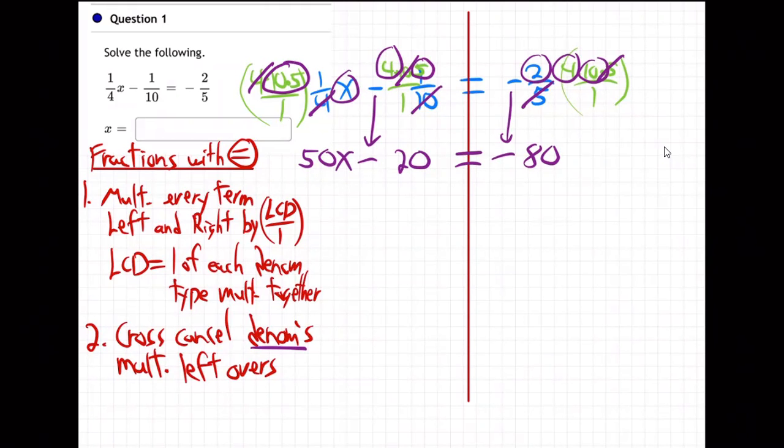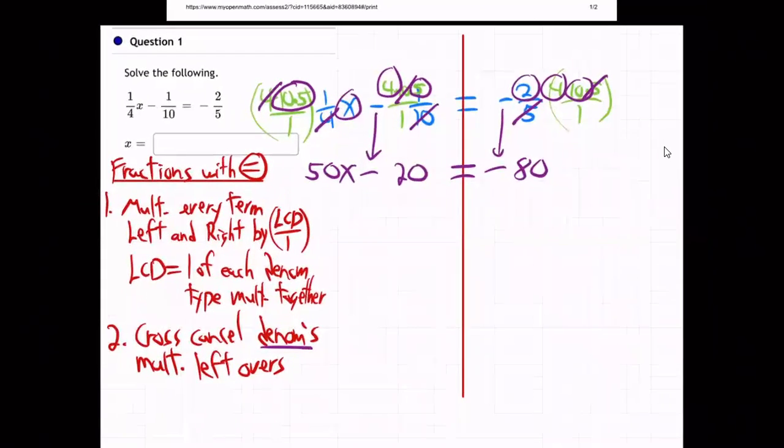Okay, so let me pause there. After this, it's a piece of cake, right? You've done a million of these, and I will finish it, but the big step is those first 2 steps. The big 2 steps are those first 2 steps, right?